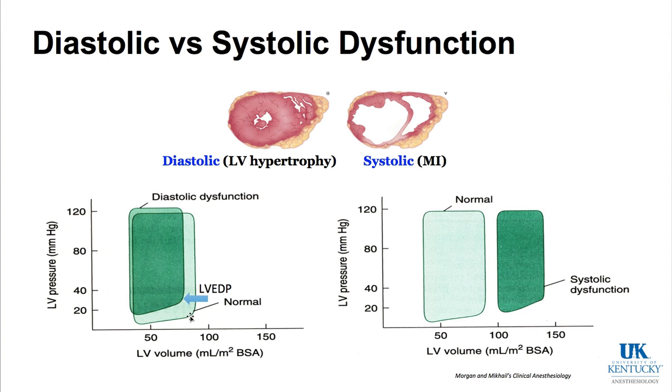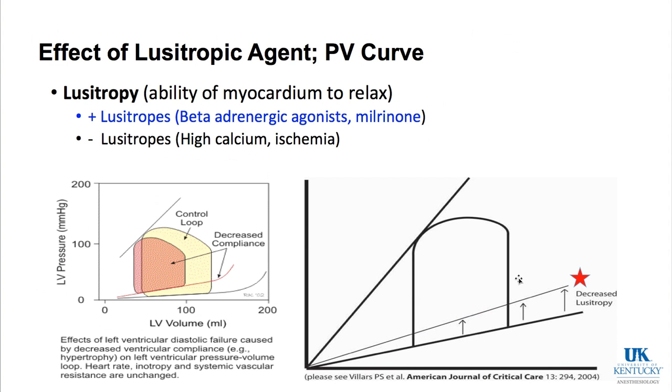It's a relaxation problem, as opposed to the systolic dysfunction patient, which has a narrow pressure volume curve. The difference between end diastolic volume and end systolic volume or stroke volume is small, so poor stroke volume. And the heart tends to be pretty big and shifted to the right here. So those are pressure volume curves from a diastolic dysfunction and systolic dysfunction patient.